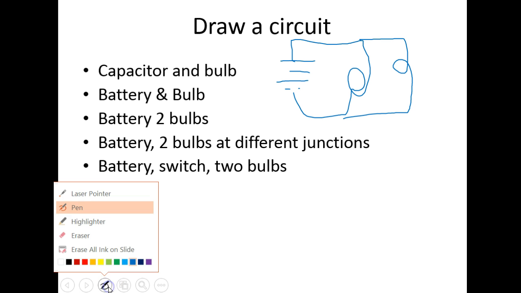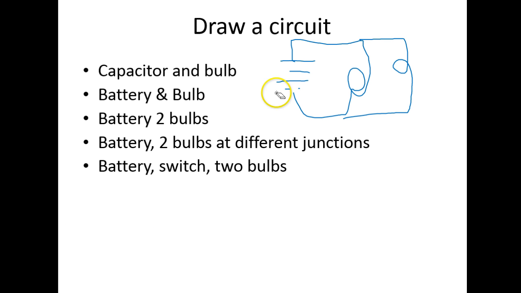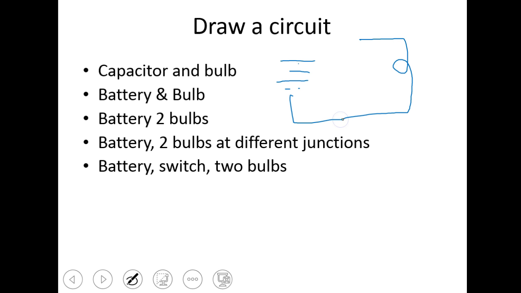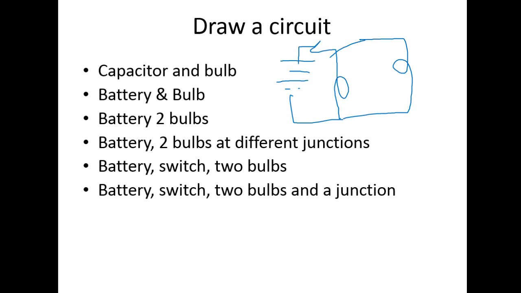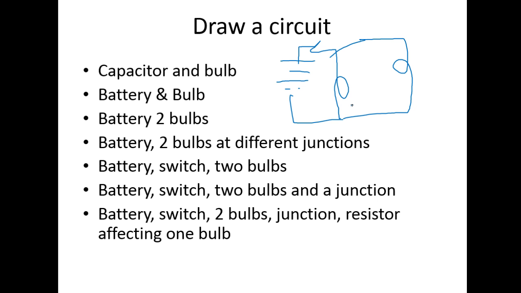A battery, a switch, and two bulbs. If I want to add a switch to this, I can just, oh no, it erased some of it. The switch is only going to be effective if it comes before those lights, so before that junction I need that switch. A battery, a switch, two bulbs, and a junction, so I've got that.